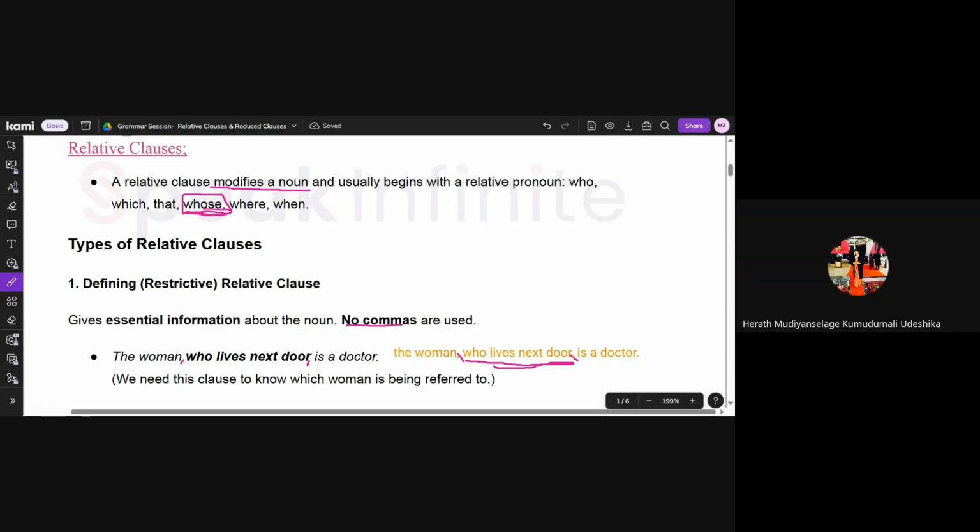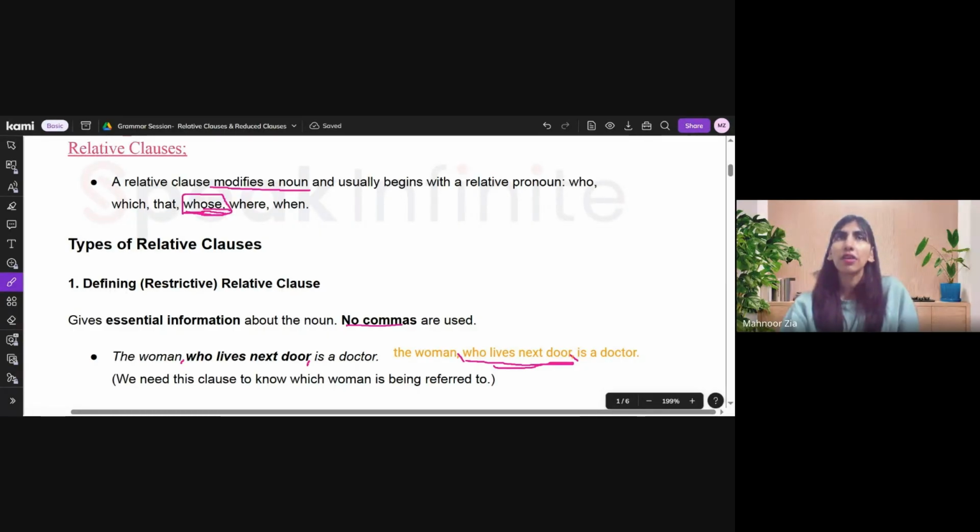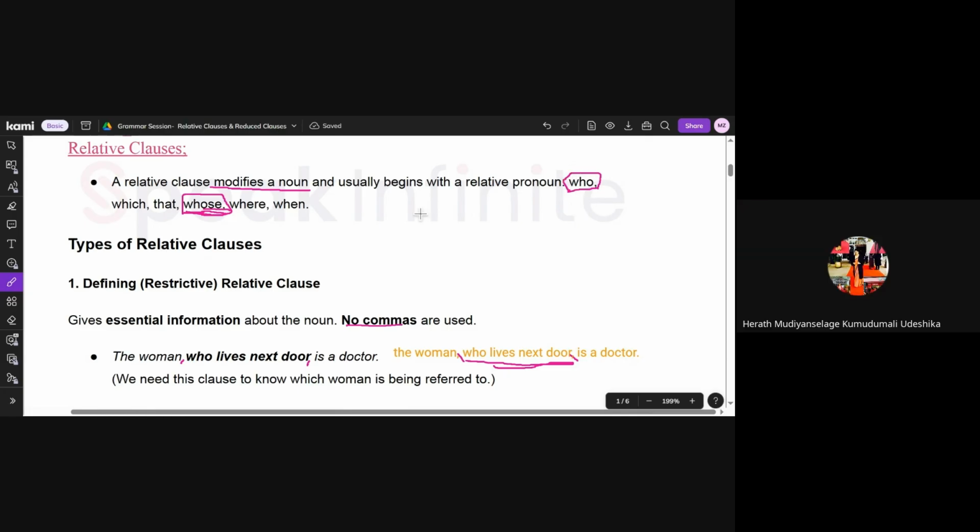This is the owner of the car who is standing beside me. Who is standing beside me? Yes. So you are using this relative clause. Who is standing beside me is the owner. It's not his.